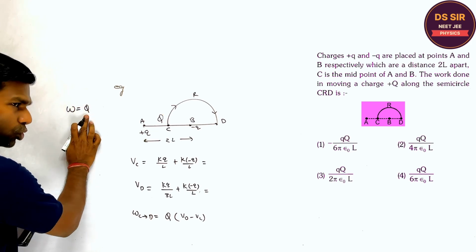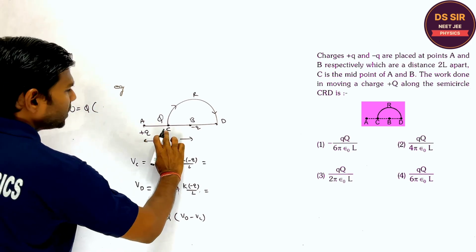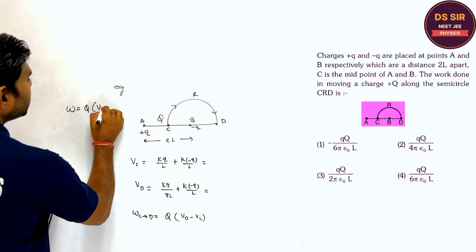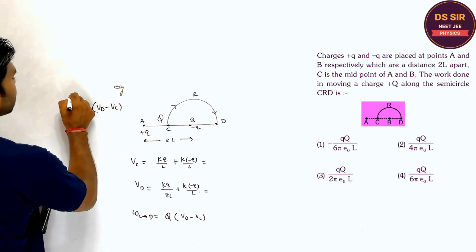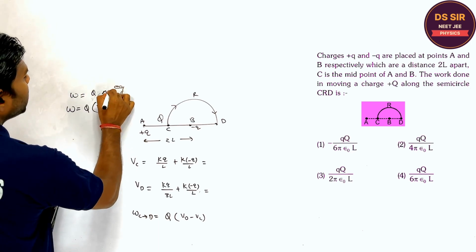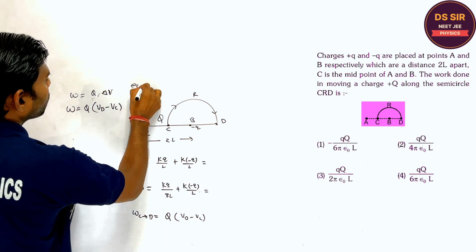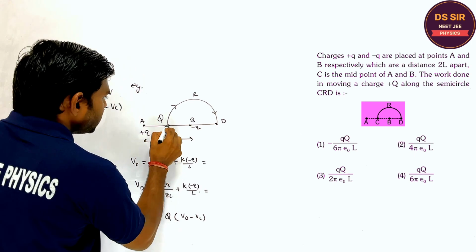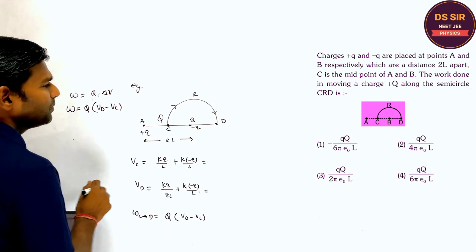The charge which is to be taken from the potential from C to D. So the potential difference is Vc minus Vd, right? W is equal to Q into delta V is the formula which we are going to use, right? So first you have to find the potential at C, right?